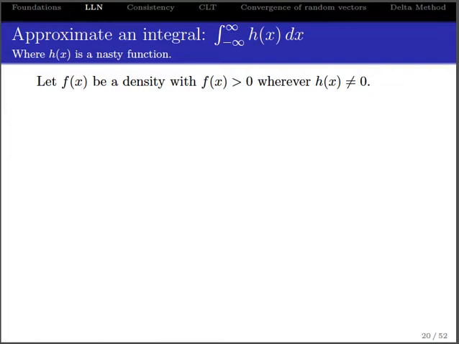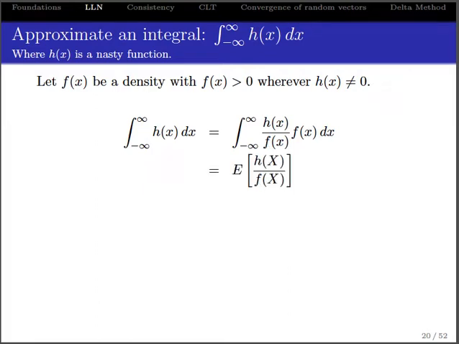And so let f of x be a density, and you want to make sure that f of x is bigger than 0 whenever h of x is not 0, so that f of x covers the range where h of x is difficult to deal with. Then you can write the integral of h of x and simply multiply and divide by f of x, which is why you want f of x to not be 0. And that's just the expected value of the function h of x over f of x.